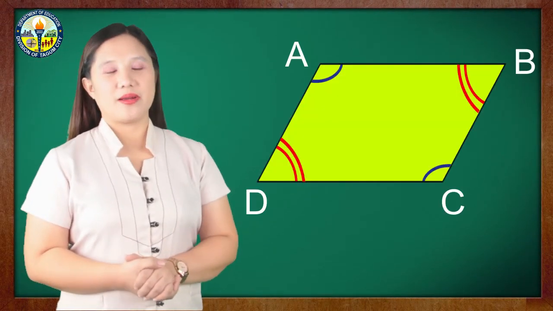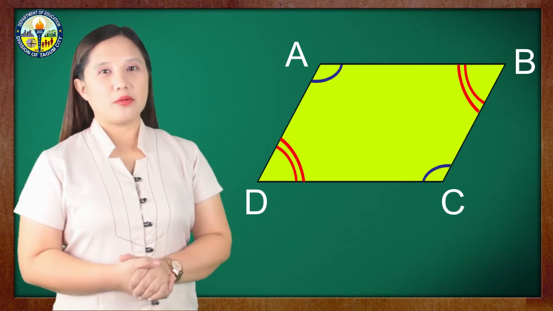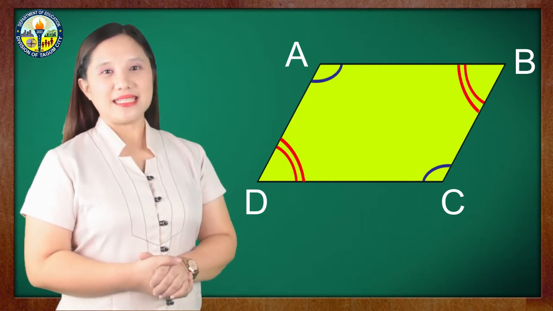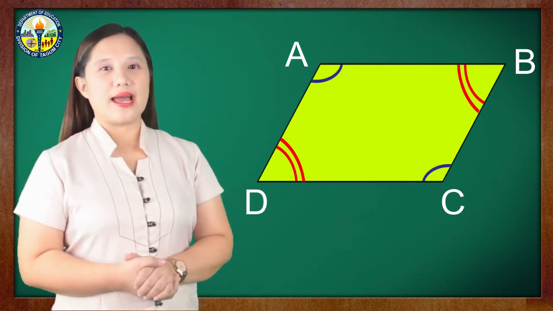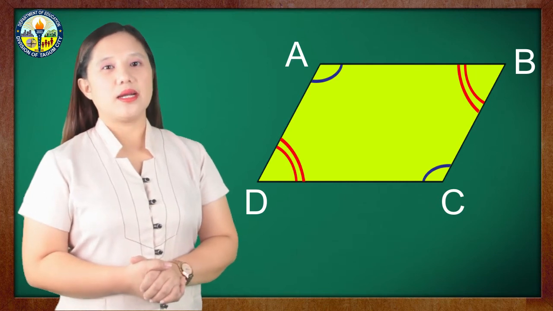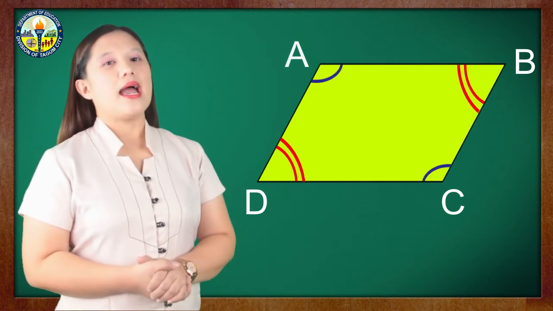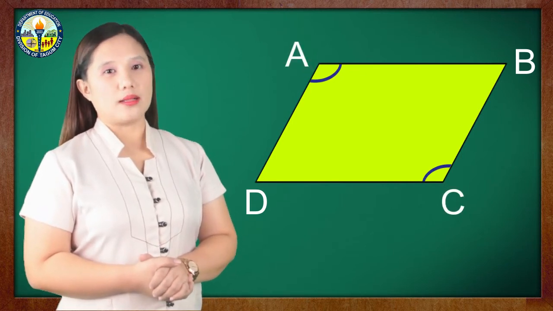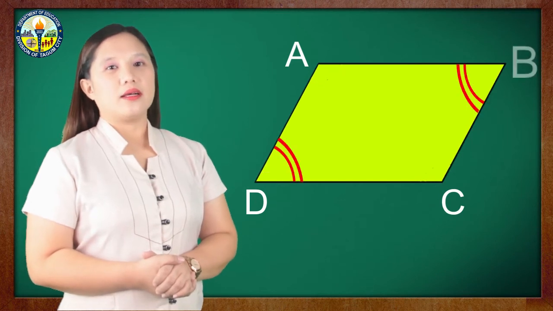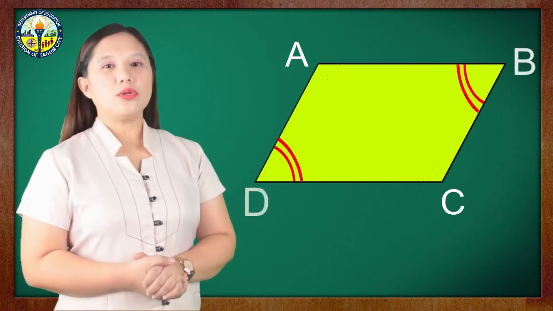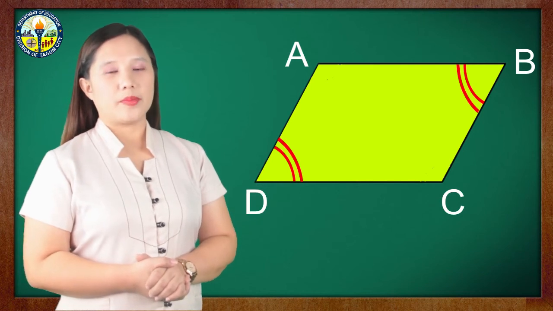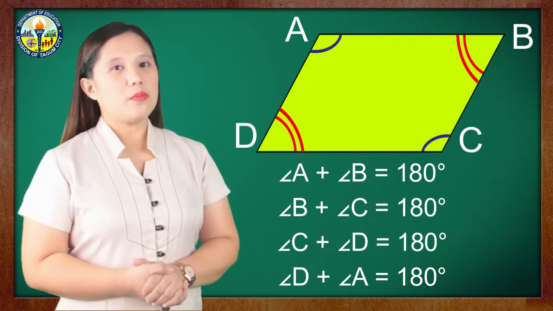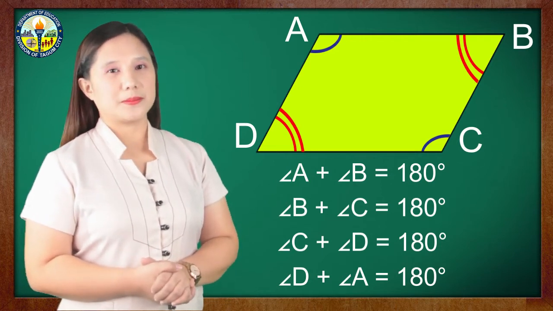How about this figure? What property of parallelogram does it show? Precisely. Second property says that any two opposite angles are congruent or equal. Angle A and angle C are two opposite angles and equal. Also, angle B and angle D are two opposite angles and equal. Let us check the third illustration. What property of parallelogram is it?